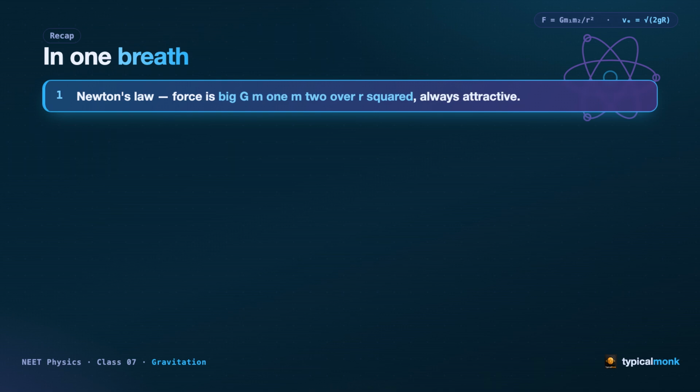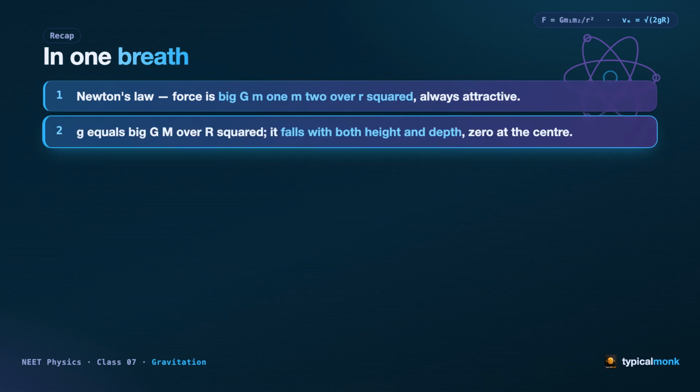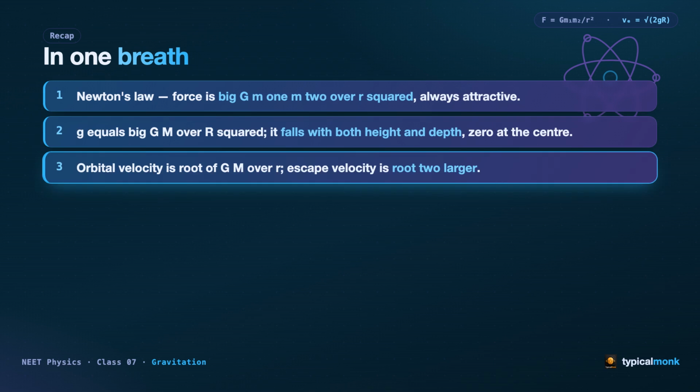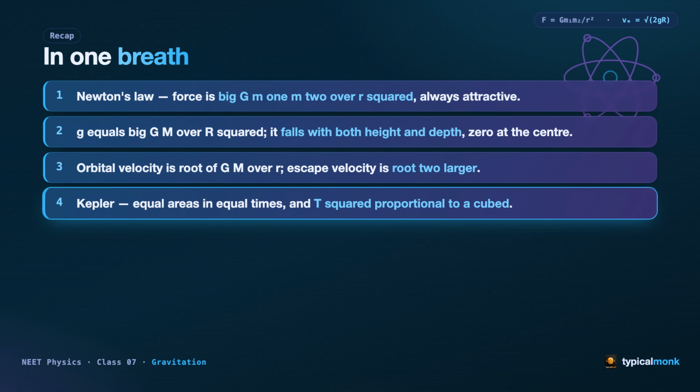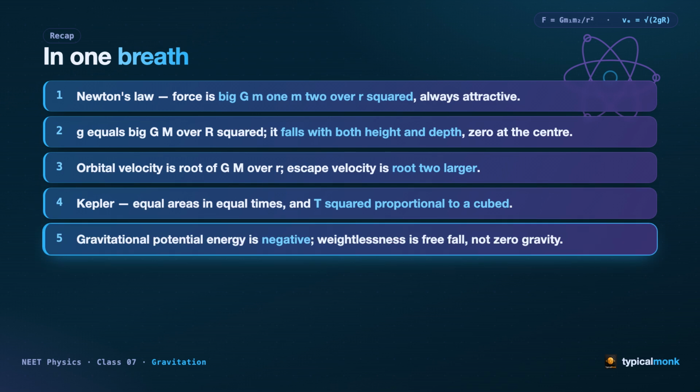Let us gather the whole class in one slow breath. Newton's law, the force is big G times m1 m2 over r squared, and it is always attractive. The surface value g equals big G M over r squared, and it falls with both height and depth, reaching 0 at the center. The orbital velocity is the square root of big G M over r, and the escape velocity is root 2 larger than that. Kepler's laws. A planet sweeps equal areas in equal times, and the period squared is proportional to the semi-major axis cubed. Gravitational potential energy is negative, and weightlessness in orbit is free fall, not zero gravity.